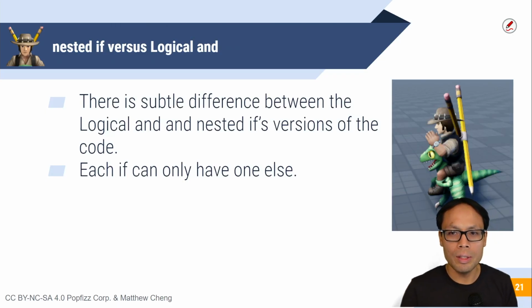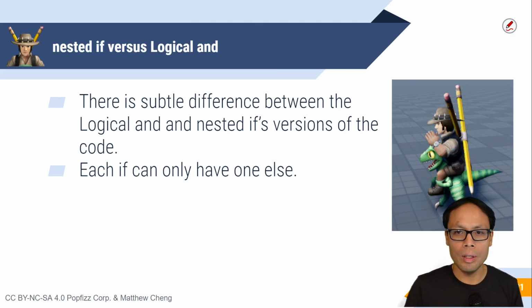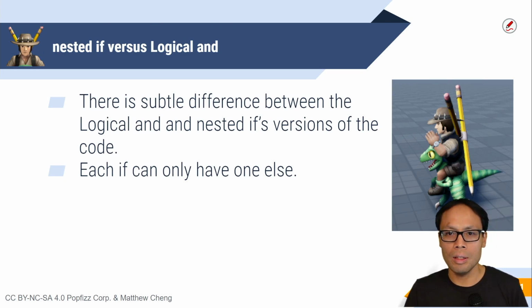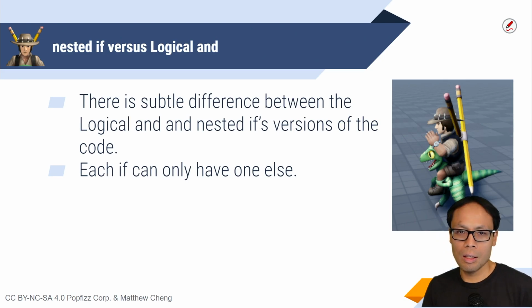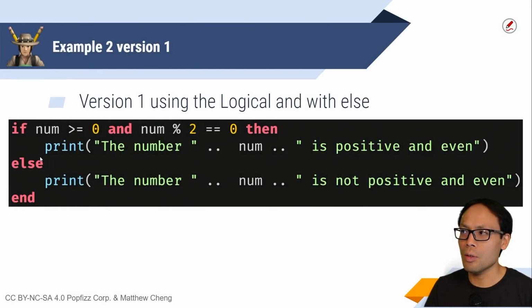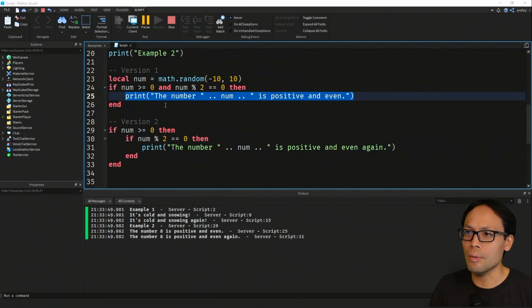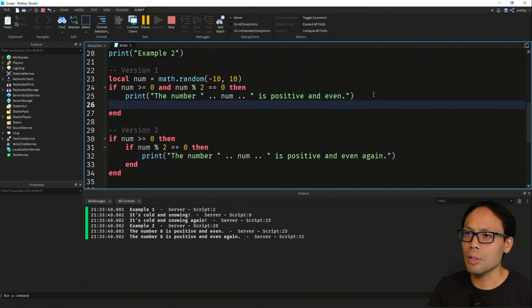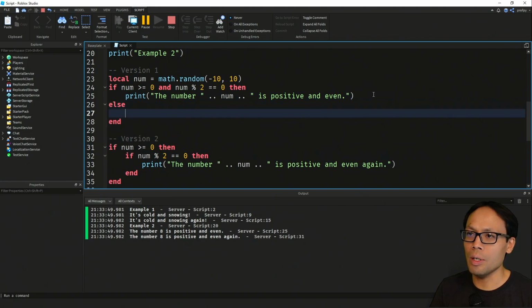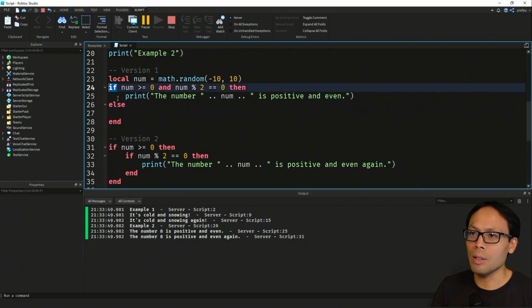All right, now there's a subtle difference when we look at the code very carefully between the logical and the nested if statements. So in the logical version, using the logical ands, we have only one if, so therefore we can only have one else. So let's go ahead and change our code. We're going to add our else here. Because we only have one if, which is right over here, we can only have one else.